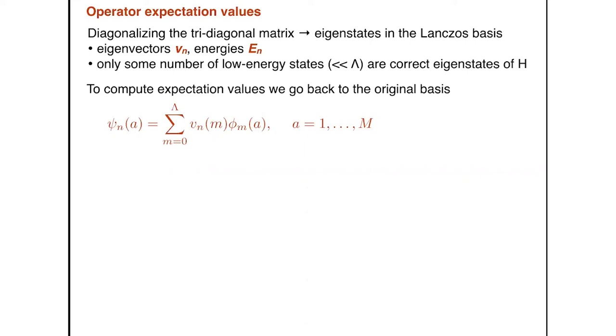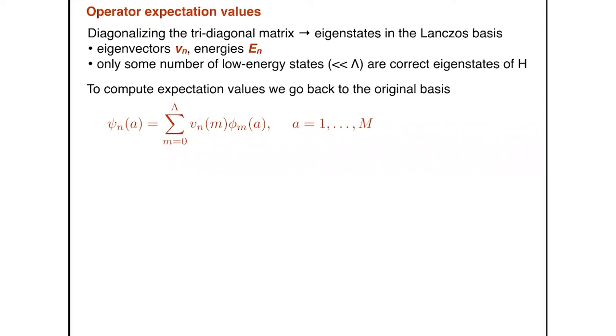So now, when you diagonalize your tridiagonal Lanczos matrix, you get eigenvectors and energies. The energies, if lambda is good enough, should be good approximations to your actual low energy spectrum. If you want to compute some observables which you have expressed not in the Lanczos basis but in the previous basis, then you just have to transform to that basis.